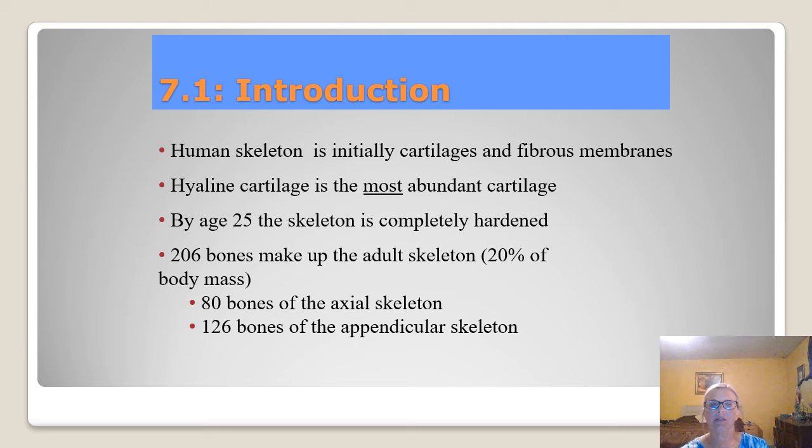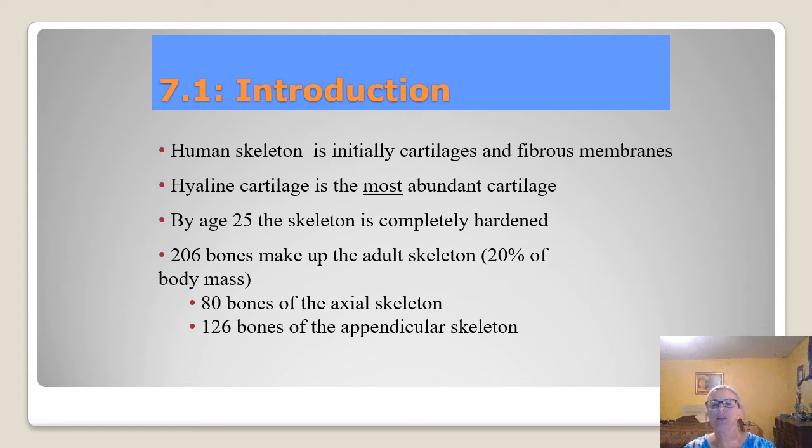The human skeleton initially starts out as cartilaginous and fibrous membranes. Hyaline cartilage especially, and for a period of time, an embryo in the womb is made wholly of pretty much hyaline cartilage that later changes into bone. Hyaline cartilage is the most abundant cartilage. It's very pretty, I think. It's one of my favorite tissues to learn.